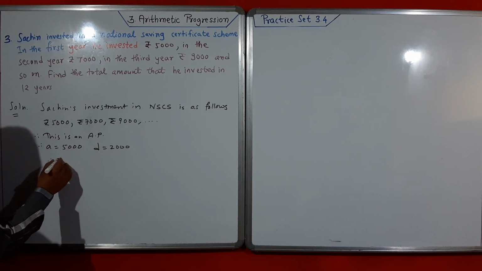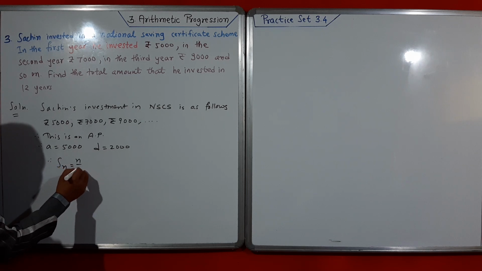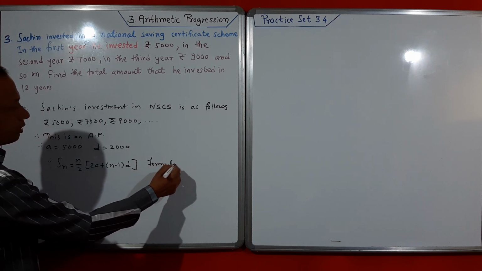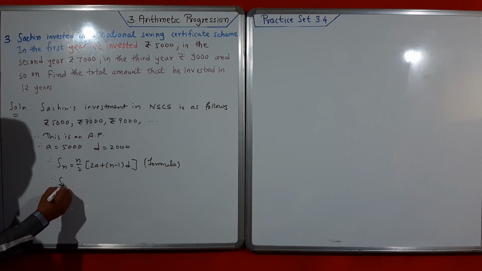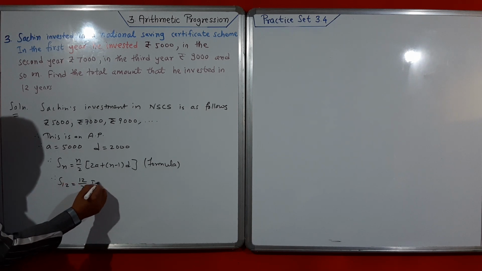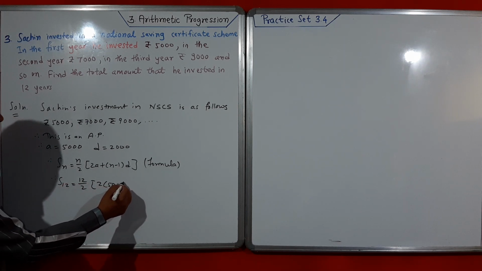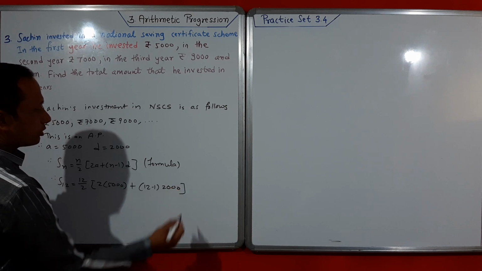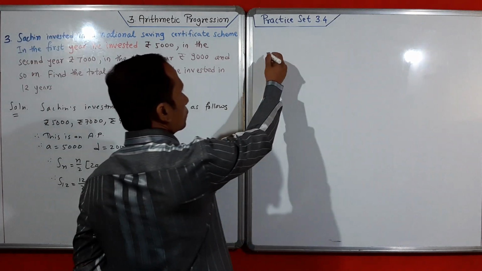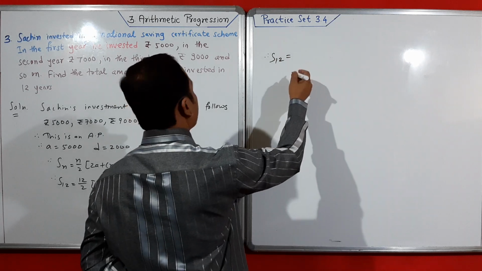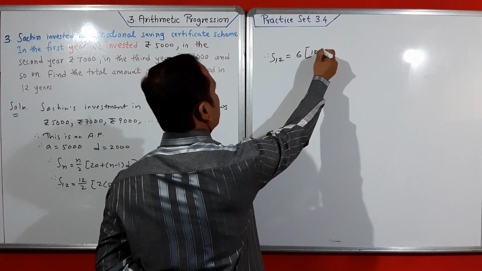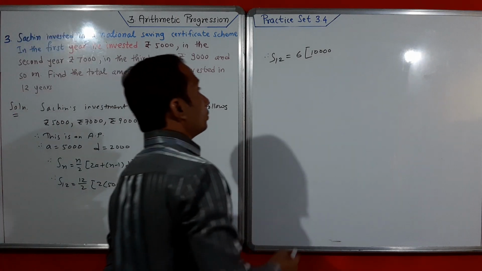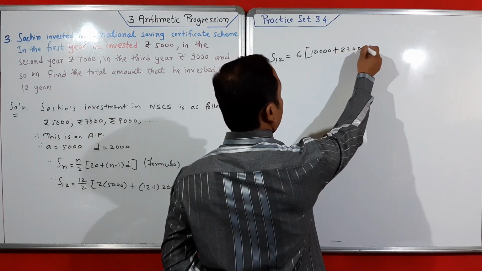So Sn means n upon 2 into 2a plus n minus 1 d. This is the formula. We have to use this formula. So S12, for 12 terms we have to find. So 12 upon 2 into 2 times 5,000 plus n means 12 minus 1, and d is 2,000. Let's solve this. This is your 6 and this is 10,000 plus 12 minus 1, it is 11. 11 into 2, you know that, 22,000.